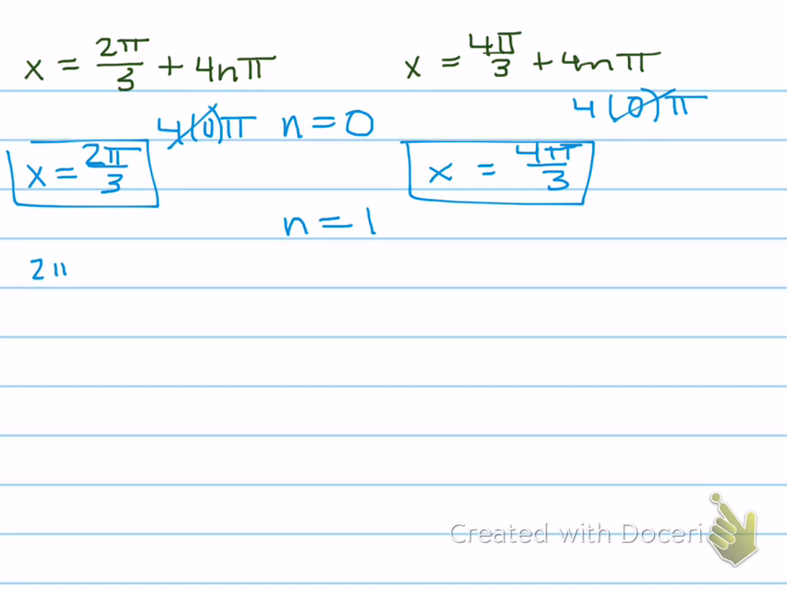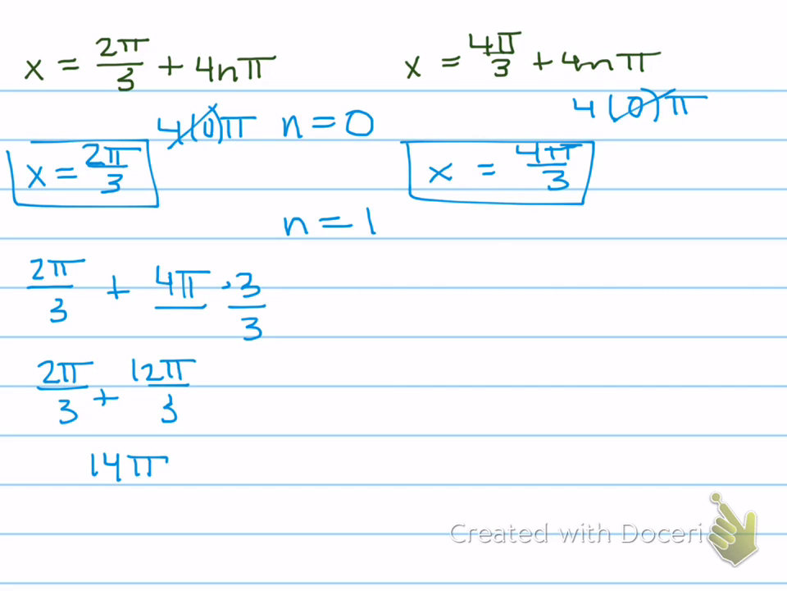So I have 2 pi over 3 plus 4 times 1 times pi. So that means I'm dealing with a 4 pi. So I'm just going to rewrite this as 4 pi. And now I need to get common denominators. So I would multiply this top and bottom by 3. So I have 2 pi over 3 plus 12 pi over 3. So when I add these together, I get 14 pi over 3.